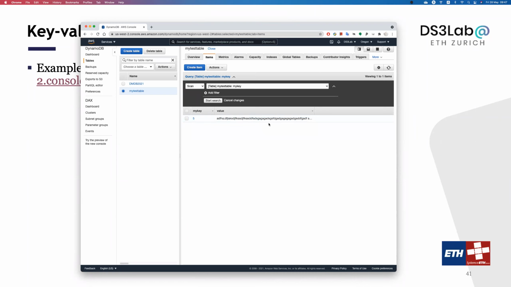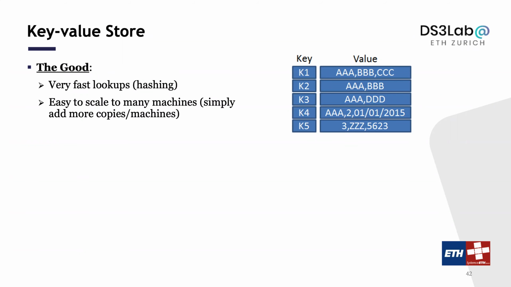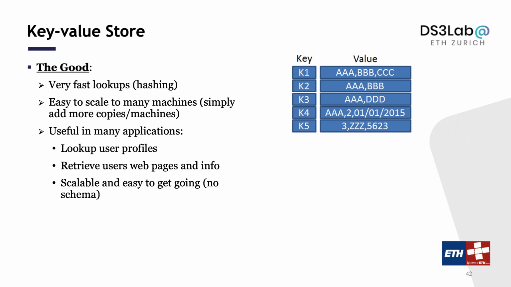As you can see, it has a very simple interface. The good thing is it's very simple, so potentially I can really go crazy in making it scalable. But the downside is it's simple. There's only that much you can do. So that's the pros and cons. Again, the good thing is it's a very fast lookup because the whole thing is a distributed hash table. It's very easy to scale to many machines because it's so simple. It's useful in many applications. We simplify the whole thing, but it's still useful. That is the key.